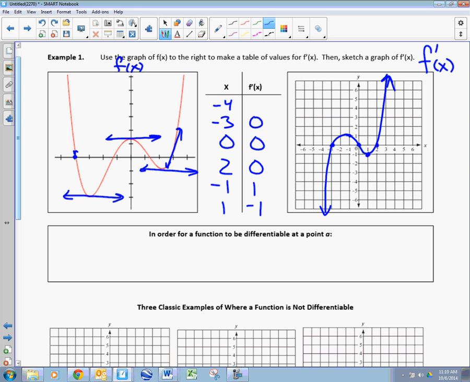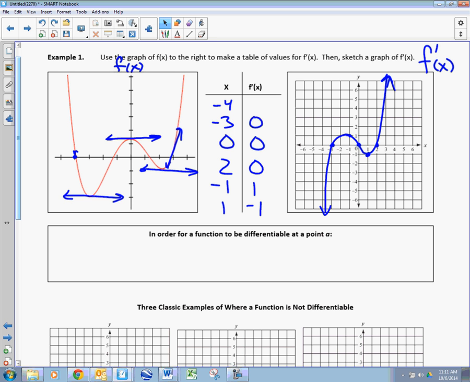Positive. If it's a cubic, just because cubics, when they're positive, that's what they look like. If it was negative, it would look like that. Okay? So if it's positive, then the resulting derivative will be positive. If it's negative, the resulting derivative will be a negative graph.